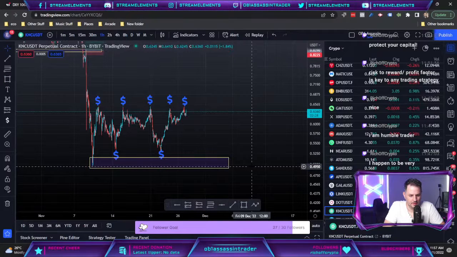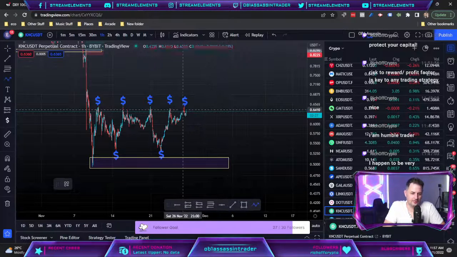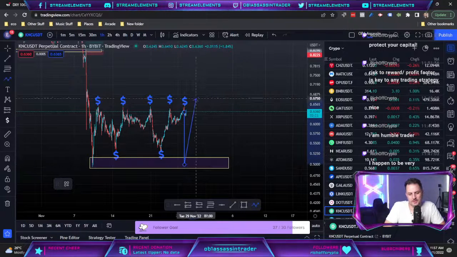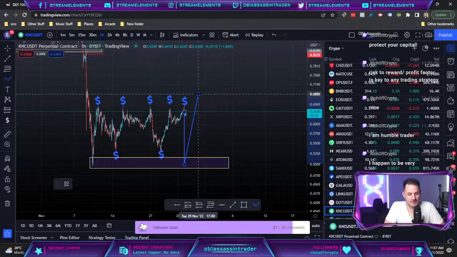Redraw that. Okay, or price comes down, takes these stops, hits this demand zone here, bounces up, takes those stops, really does a number on everybody, because then it will drop.